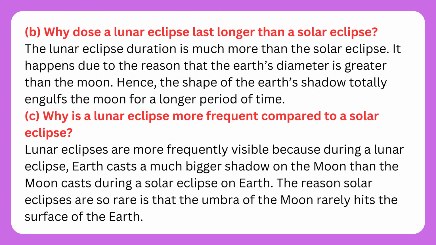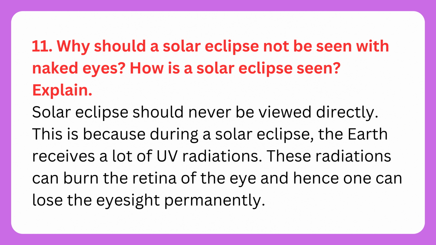Question 11. Why should a solar eclipse not be seen with naked eyes? How is a solar eclipse seen? Explain. A solar eclipse should never be viewed directly. This is because during a solar eclipse, the Earth receives a lot of UV radiations. These radiations can burn the retina of the eye and hence one can lose eyesight permanently.